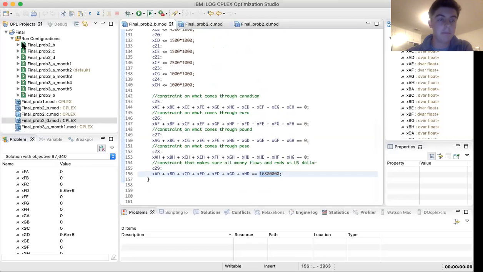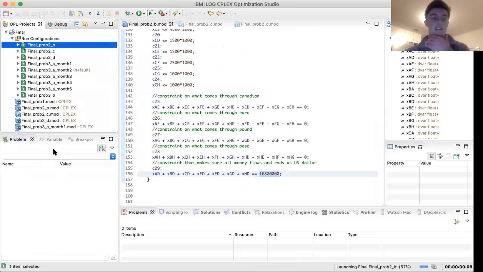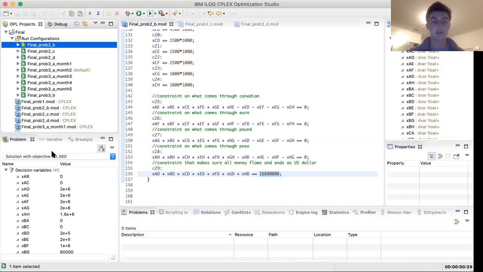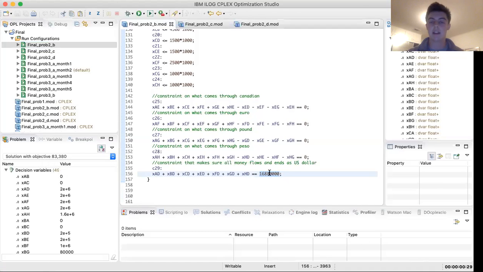So when we run this problem, the solution is going to be the cost to do all these transactions. To then find how much money you have at the end, you'd simply subtract this cost from 16,880,000. So as you can see on the left here, the total cost to do all these transactions was $83,380. Now, that's the cost. Again, the amount of money that you now have in your hands as US dollars is the 16,880,000 minus 83,380. So in the first step, the solution to part B, Jake would have $16,796,620 to then invest in US bonds.